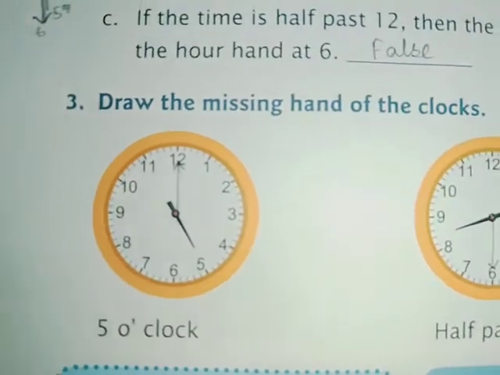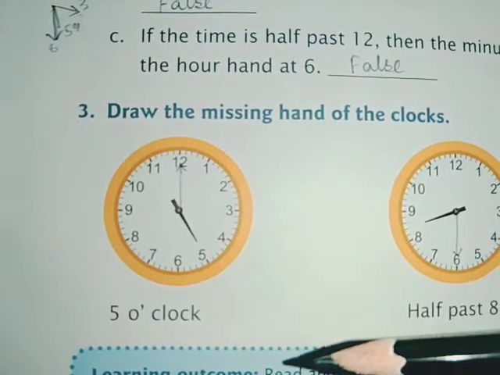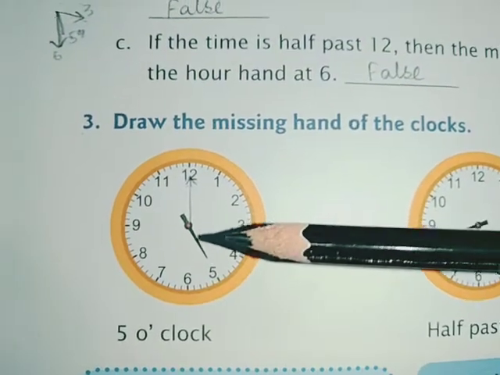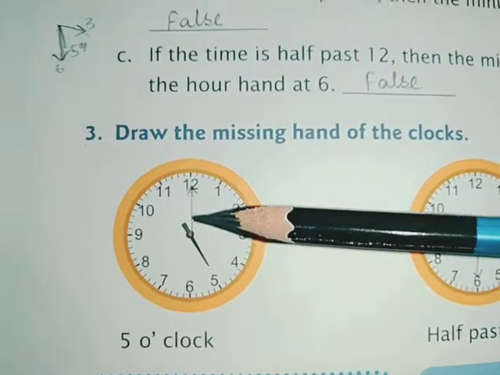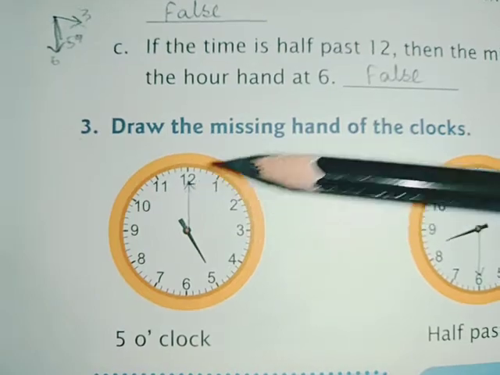Coming to number 3, draw the missing hands of the clock. 2 clocks are given and below the clock the time is written, the hour hand is drawn. We have to draw the minute hand. It is told 5 o'clock. The hour hand is pointed at 5. The minute hand, I have drawn it for you. You will also draw a minute hand like this pointing towards 12.